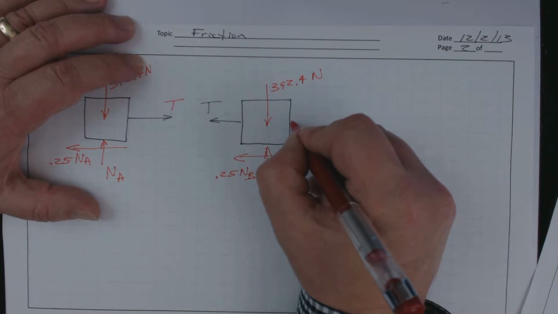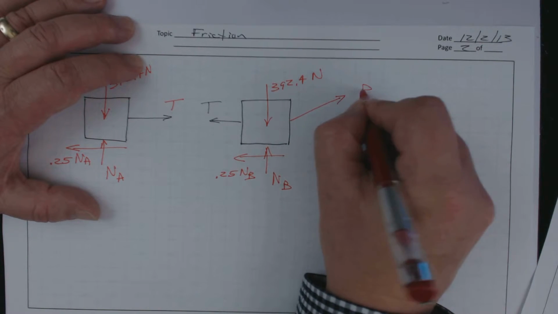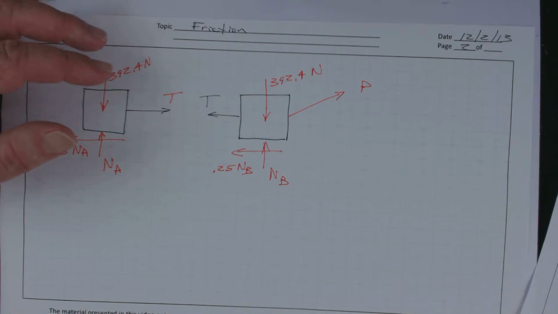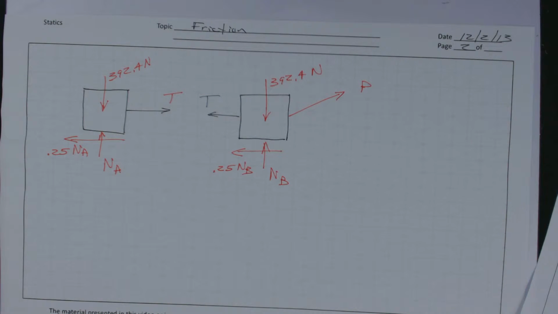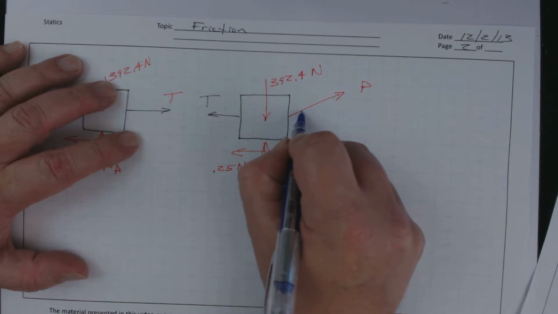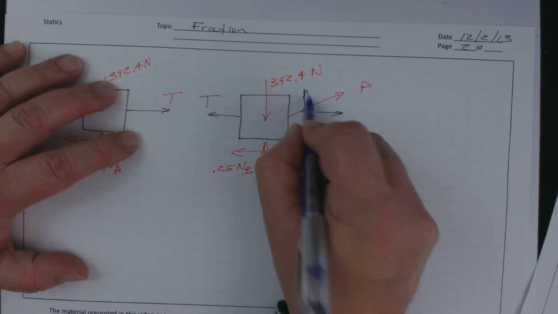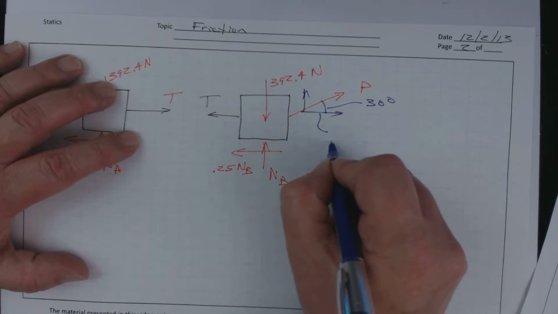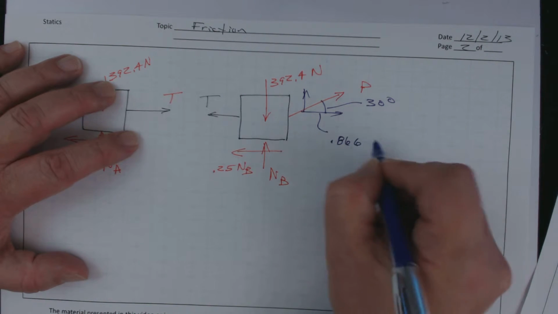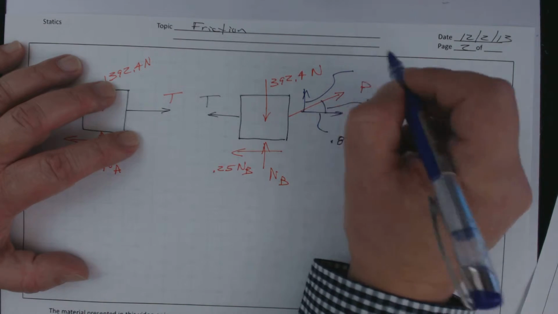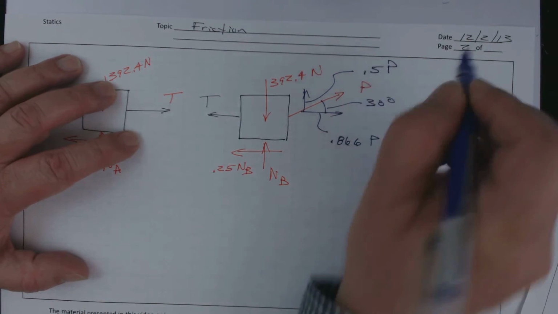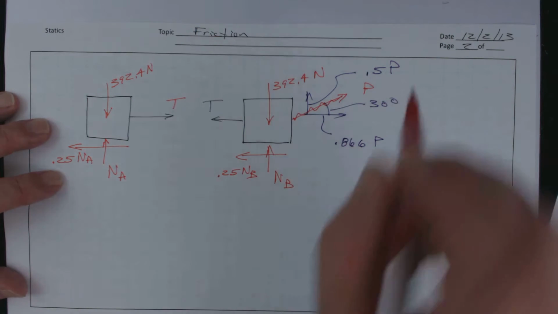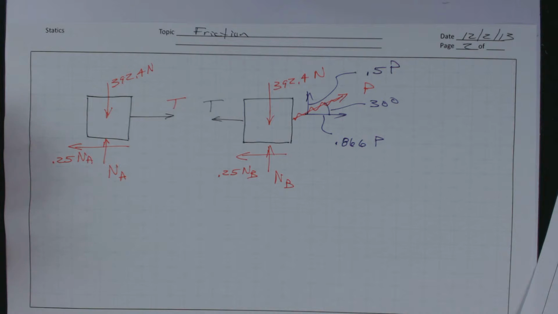And then we said that you had this force here, which was P, but if we wanted to break that into its components, which makes it a little easier for us to think about, we know that angle is 30 degrees, so that component then becomes 0.866 times P, and that component becomes 0.5 times P. Okay, and we can use those components as opposed to using that force.